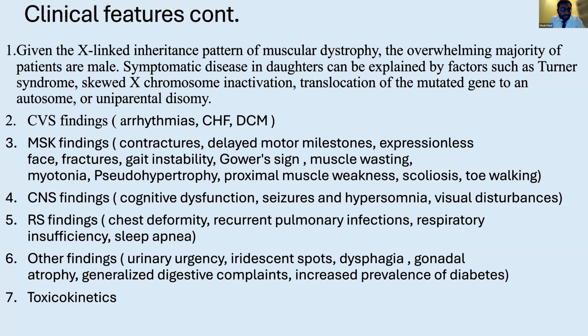Now let's have a look at what is toxicokinetics. There are certain factors which affect the functioning of the muscle, such as nutrition and physical activity. The more adequate nutrition there is, the more the functioning and strengthening of the muscle will happen. And interestingly, increased physical activity is associated with increased oxidative stress and inflammation. So basically, caution should be exercised in these patients to avoid strenuous physical activity.